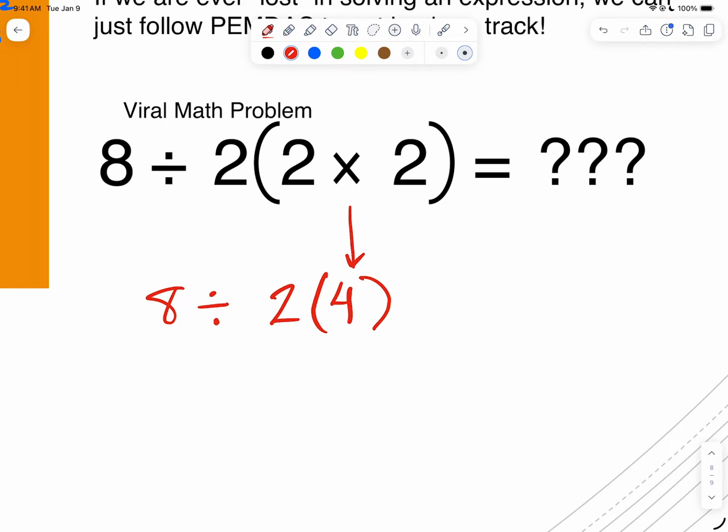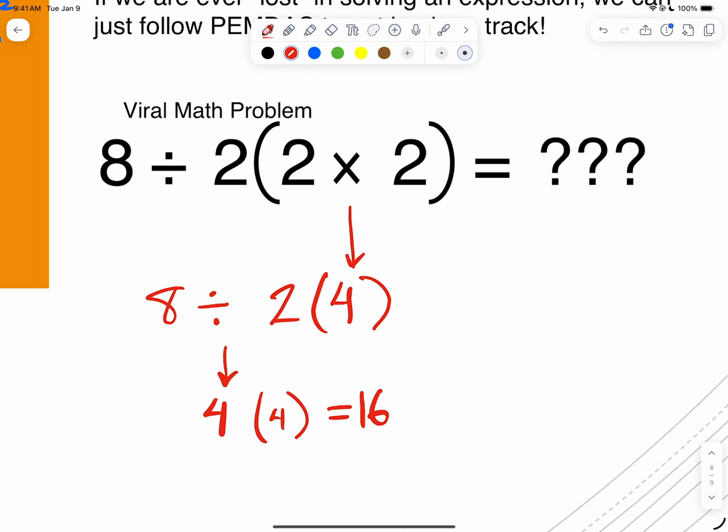Again, here's the key. Remember what we just talked about. Multiplication and division have the same priority. So it's left to right for multiplication and division, because this is division, this is multiplication, right? When there's a single number inside of the parentheses, we don't have to do anything with that number. It just becomes regular multiplication. So since we're going from left to right, we're actually going to do this first: 8 divided by 2, which is 4. And then we have 4 times 4, which equals 16. So the answer that we get is 16, right?